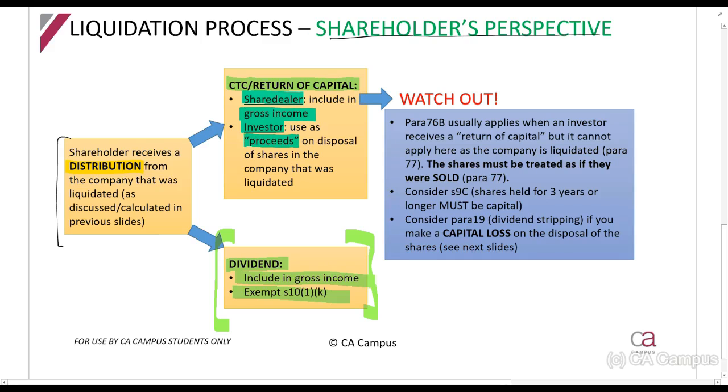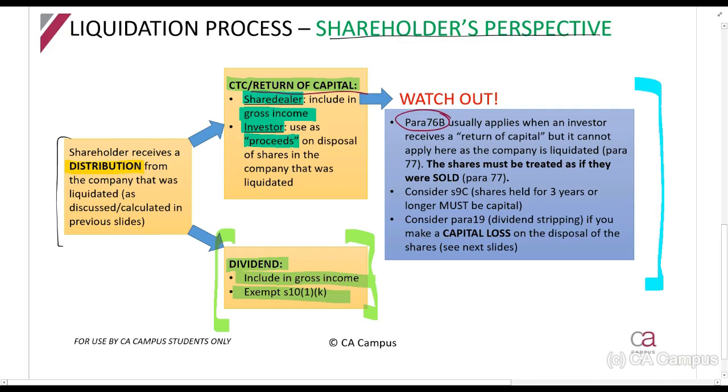So guys, I'm just going to remind you, previously when we studied shares, we saw that if a shareholder receives a return of capital, they have to apply paragraph 76B. That's the section that tells you to calculate a new base cost. You do not apply that section in liquidation. Why? Because after the liquidation, there are no shares. So you can't have a base cost for shares. There's just no shares. So that's why it doesn't apply.